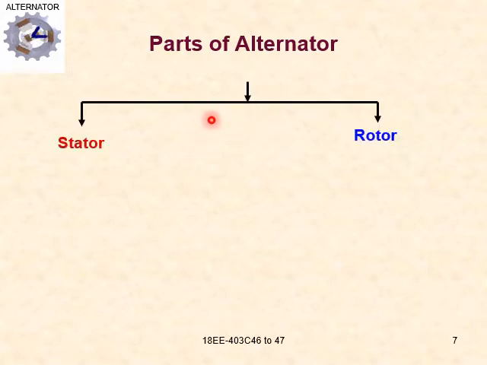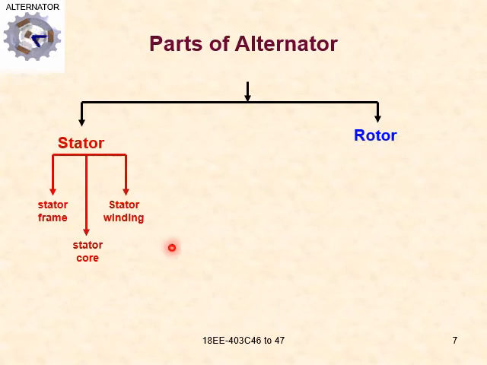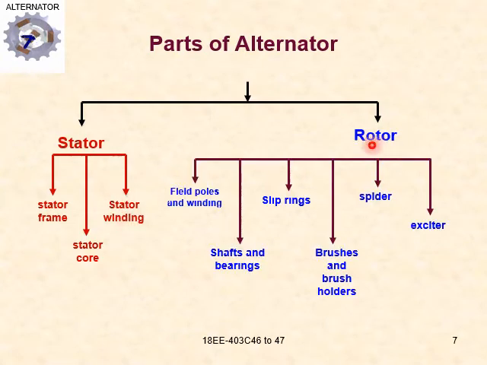And the parts of alternator, there are two main parts. One is stator and the other is rotor. And the stator has stator frame, stator core, and stator winding. Similarly, the rotor has field poles and winding, shafts and bearings, slip rings, brushes and brush holders, spider and exciter.